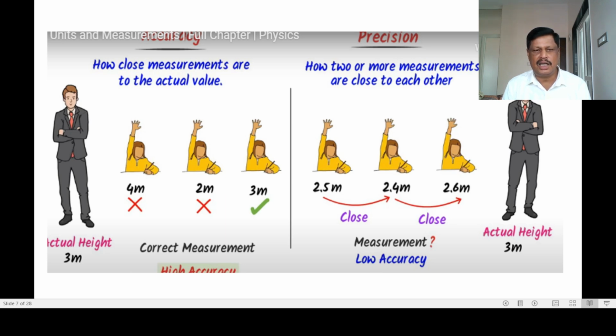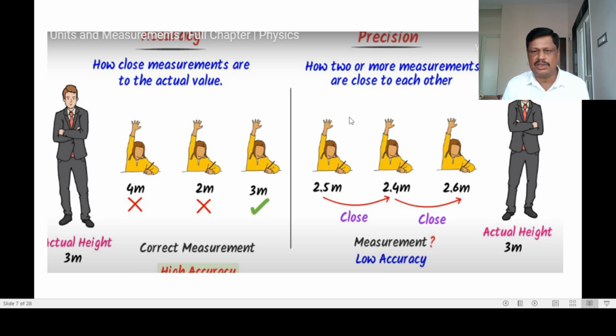Let us take another example. The actual length of this person is 3 meter. Different students measured the length of this person as 4 meter, 2 meter and 3 meter. The correct measurement is 3 meter because it has high accuracy, and this measured value is very accurate with the actual or true height. So how close measurements are to the actual value is called accuracy.